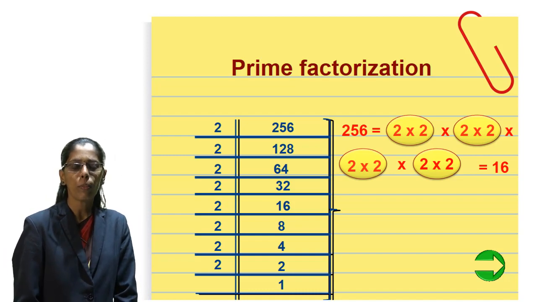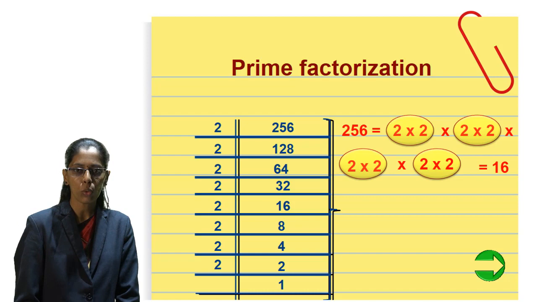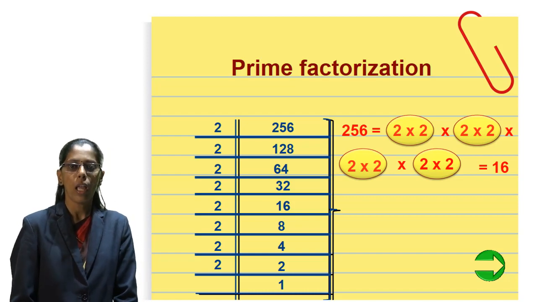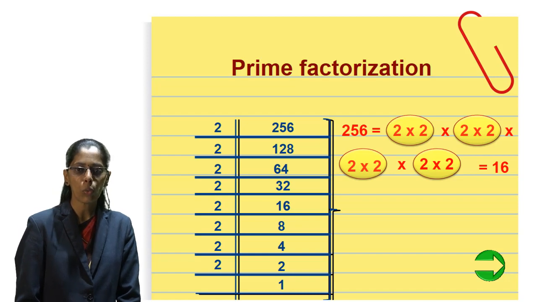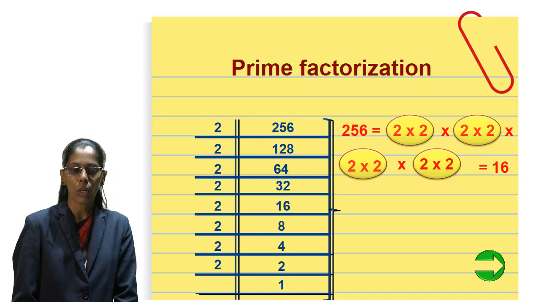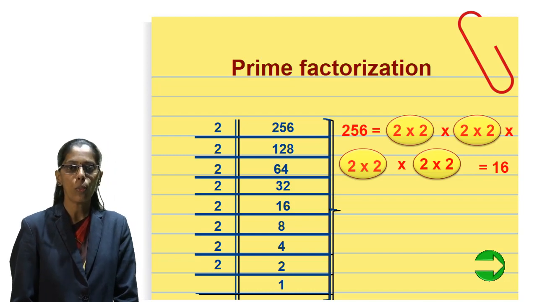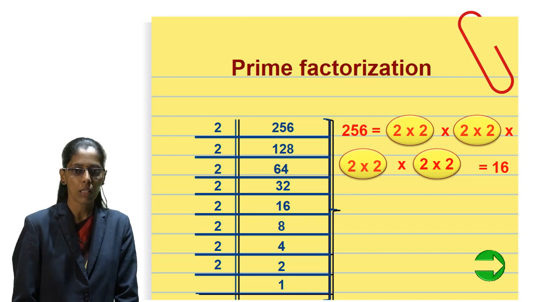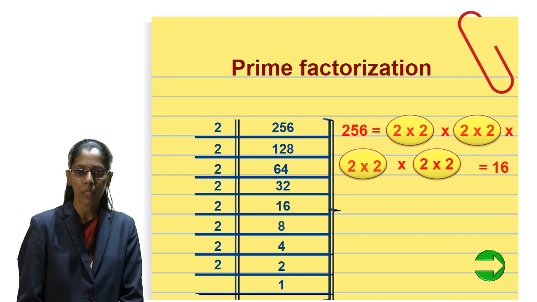That means we need to make pairs of 2 multiplied by 2, 2 multiplied by 2, 2 multiplied by 2 and 2 multiplied by 2. Instead of each pair you need to write only one 2 in the square root. Means we get the square root of 256 is equal to 2 multiplied by 2 multiplied by 2 multiplied by 2, is equal to 16. Means the square root of 256 is equal to 16.